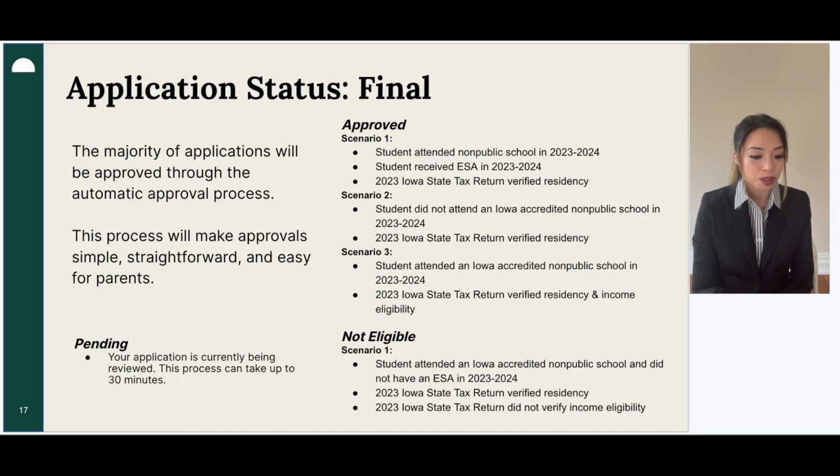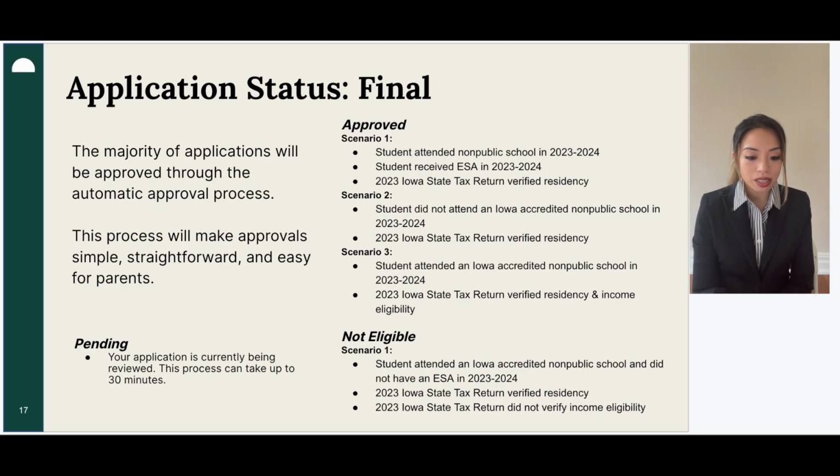A third example would be where parents and guardians apply for a student who attended an Iowa accredited non-public school in the 2023 to 2024 school year. Using the information in the application, we were able to verify both residency and income in the 2023 Iowa state tax return. In this case, the parent and guardian would receive an approved status for that particular student.